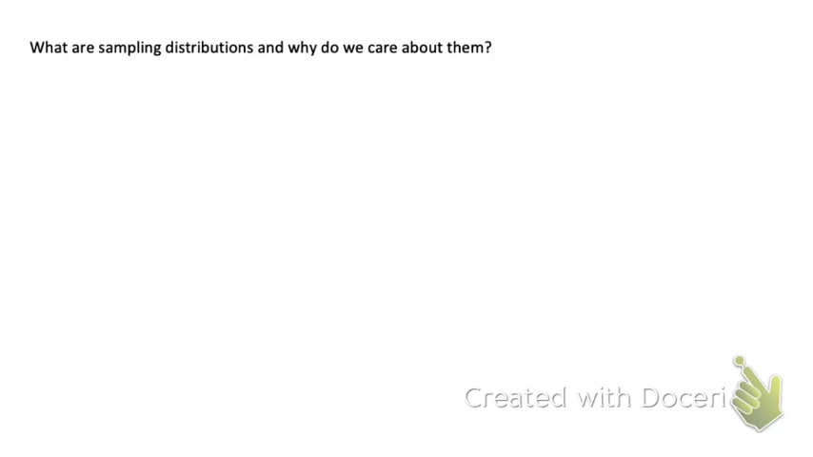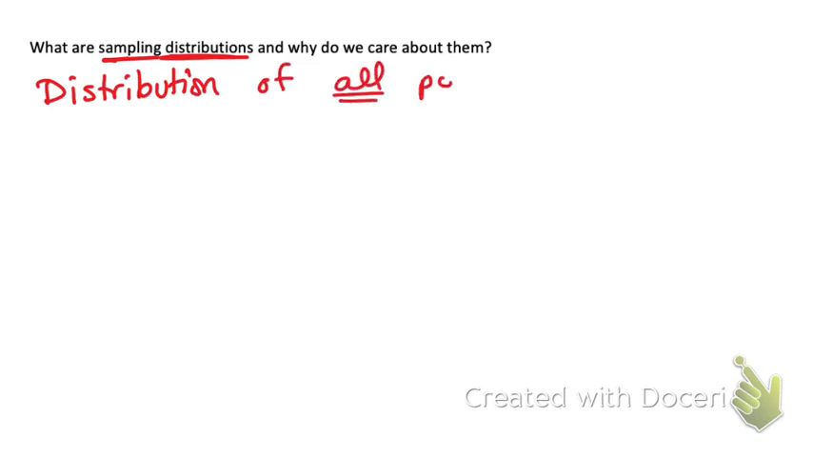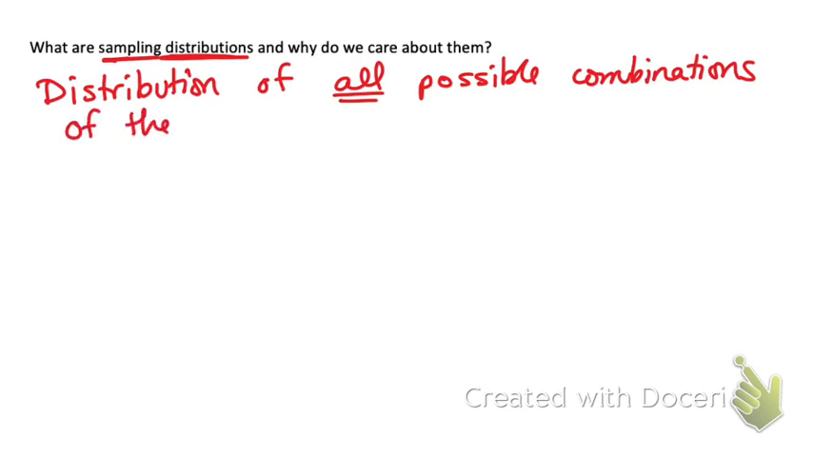A sampling distribution is the distribution of all possible combinations of the same size from the same population.